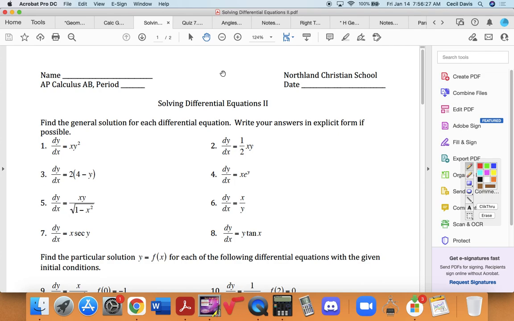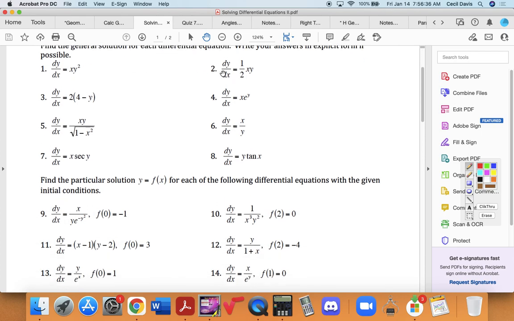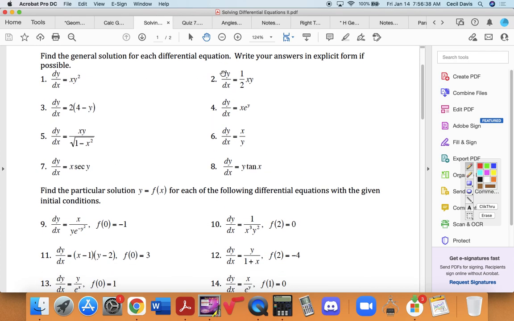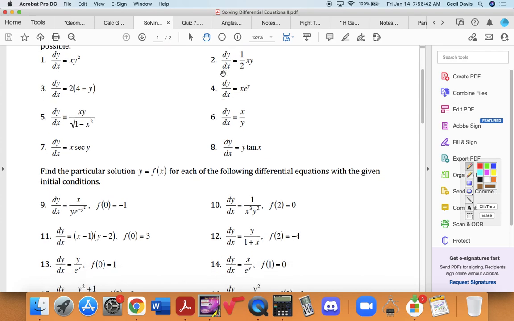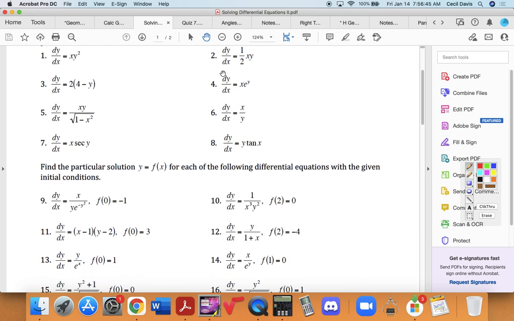All right, so are there any of the problems on the homework about which you have questions? Yes, ma'am. Number 4, okay. So find the general solution, write your answers in explicit form if possible. When it says explicit form, that means y equals something. Just making sure that that was clear.